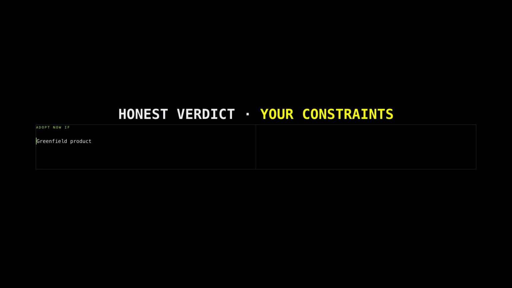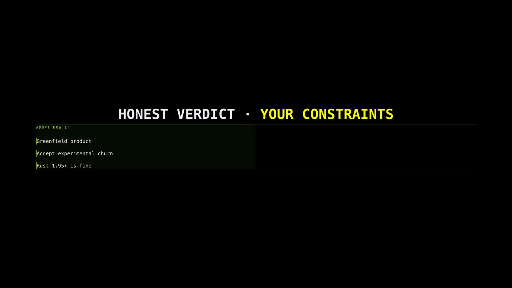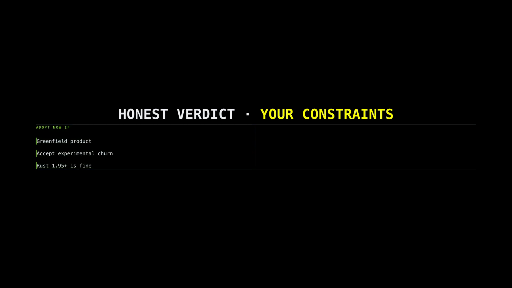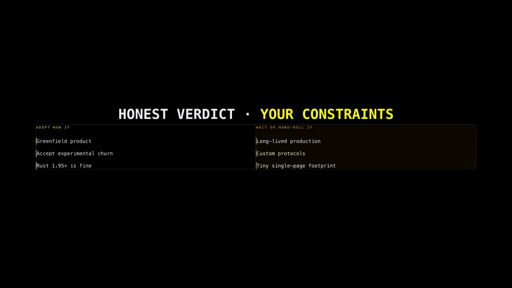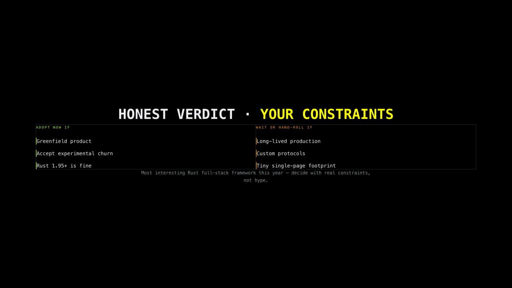So, is Rust finally ready for full-stack web? Here is my honest verdict. Adopt Topcoat now if you have a greenfield product, you accept that it is experimental and you are okay with a 1.95 toolchain and breaking changes. For a brand new side project, the productivity gain is worth the churn. Wait or stay hand-rolled if your app is long-lived, if you depend on custom protocols, or if your footprint is so small that a framework is overhead. The frameworks are catching up. Topcoat is the most interesting Rust full-stack framework I have seen this year, and it is only 4 months old. Watch it. But decide with your project's real constraints, not the hype.